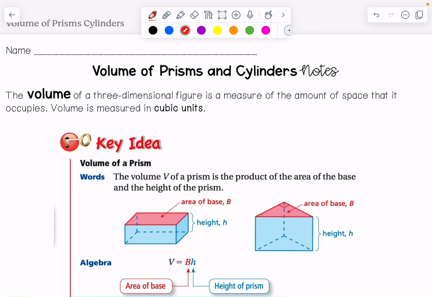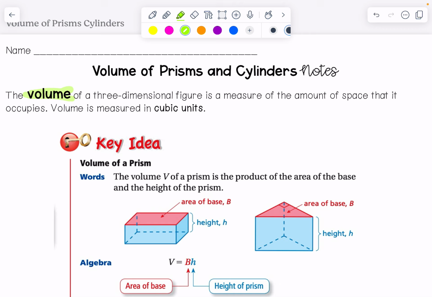Seventh graders. Today we are going to be talking about volume of prisms and cylinders. So the first thing we need to understand is what volume is. So volume is going to be the amount of space that a three-dimensional figure occupies. And we actually are going to measure this in cubic units.